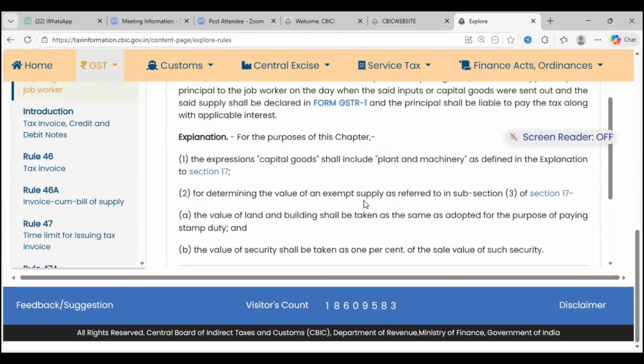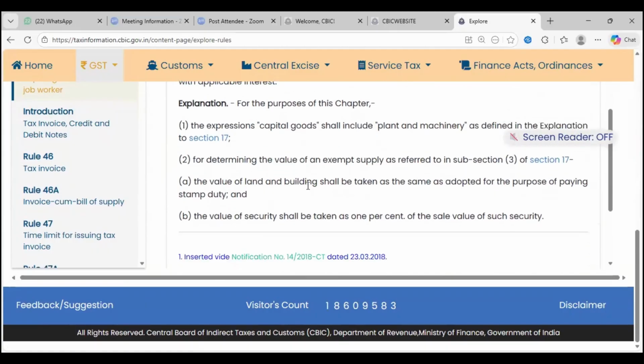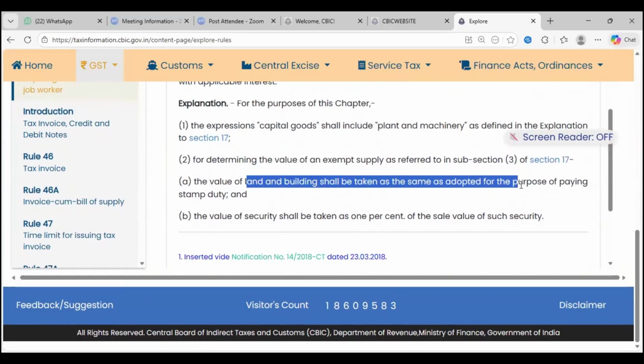Clause 2. For determining the value of exempted supply under Section 17, subsection 3, the value of land and building shall be taken as the same as adopted for the purpose of paying stamp duty. So they say that the value shall be that of land and building same as adopted for the purpose of paying stamp duty. What if the stamp duty is on 45 lakhs, but the actual consideration is 50 lakhs? Now, law says stamp duty, I can go with 45 lakhs.